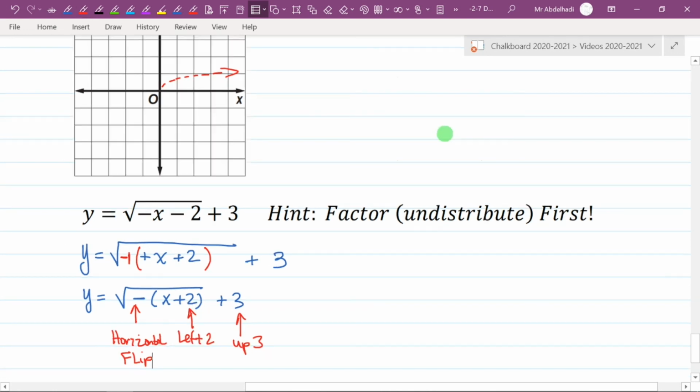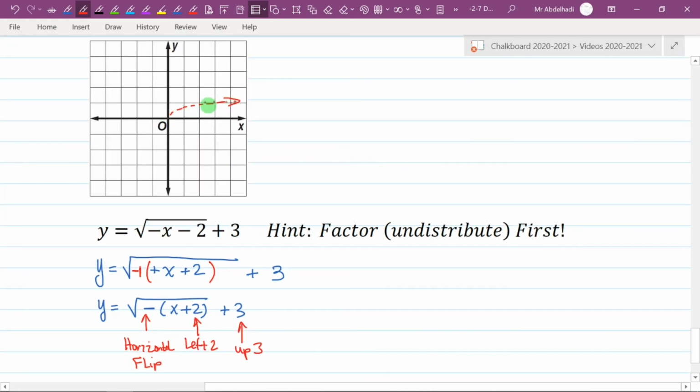Let me zoom out a little bit. So we're going to take this parent function, move it up 1, 2, 3 spaces, and to the left 1, 2, and my new starting point is now here. And if this wasn't horizontally flipped, it would just look like that, right? But there is a horizontal flip here, so you go this way. Now let's go over to Desmos and see if Desmos agrees with me.